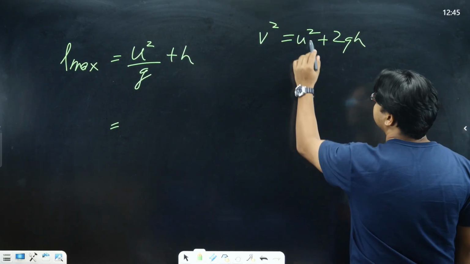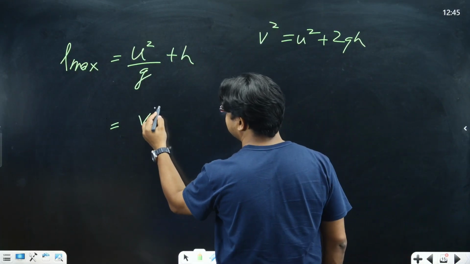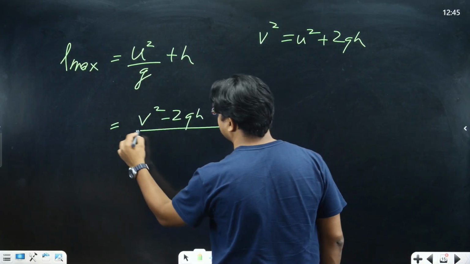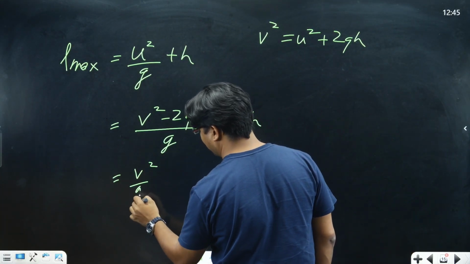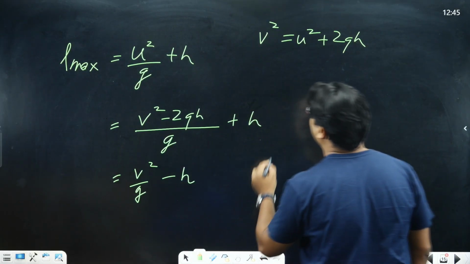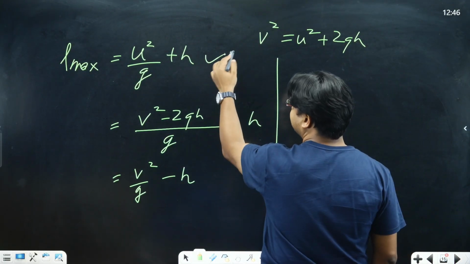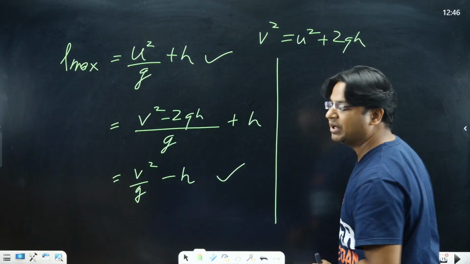Okay, which means u square can be written as v square minus 2gh. And that would make this expression v square by g minus h. So better remember this and this in a slightly different manner.